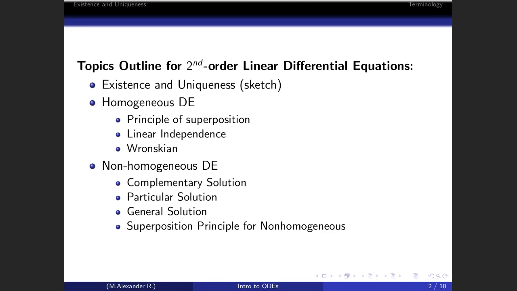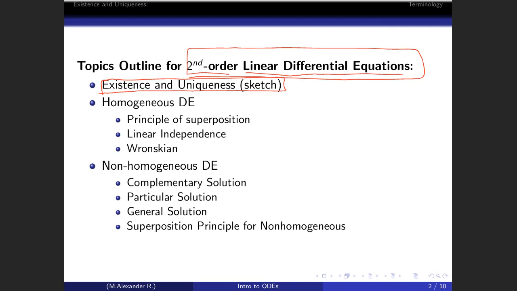So the main idea is that we are going to talk about second order linear differential equations. And under this category, we have all these topics that we're going to talk about, not today, but this is like the terminology definition section. But today in this video, we are only going to talk about the first topic that I have in the first bullet. So that's called existence uniqueness, and then in a separate video, I'll talk about the other topics.